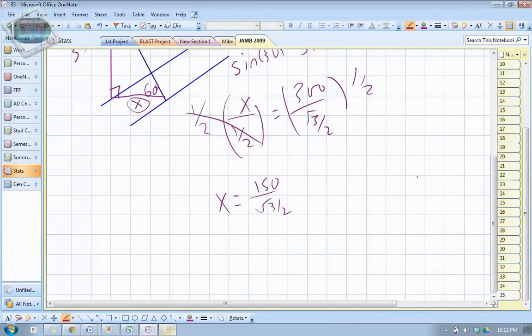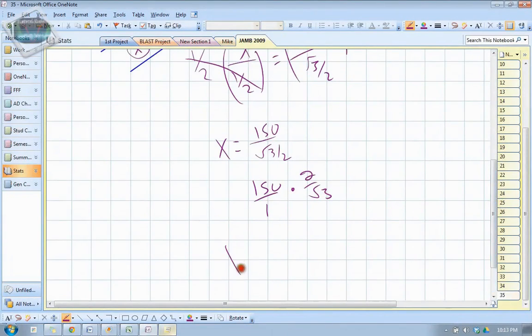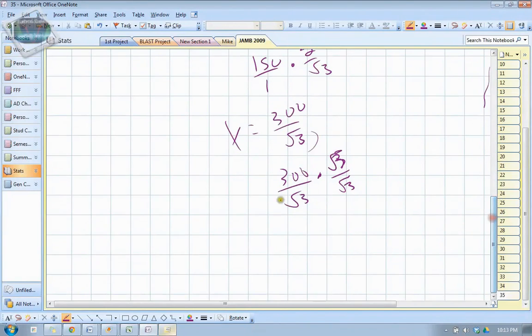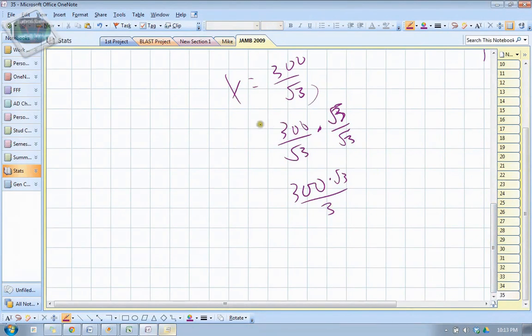And then what I'm going to say is that this is the same as saying 150 over 1 times 2 over root 3. Then I'm going to have x is equal to 300 over root 3. Some people might be tempted to leave it there, but actually that's not fully simplified yet. We can't have a square root in the denominator. So we're going to take 300 over root 3 times root 3 over root 3, and this is okay because this is essentially 1. This way we have 300 times root 3 over 3. Then we simplify a little bit more, and we get that x is equal to 100 root 3.